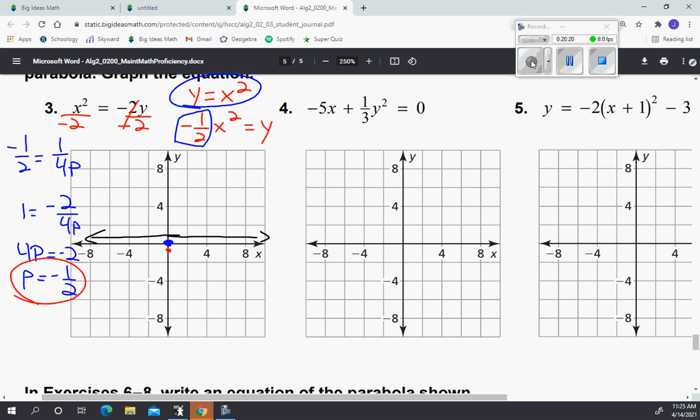Now, my parabola. To get 2 points, remember when I said if I just go over 2p from my focus, so my negative 1/2, what's 2 times 1/2? It's 1. So my points are 1 over, 1 over. There's my parabola.